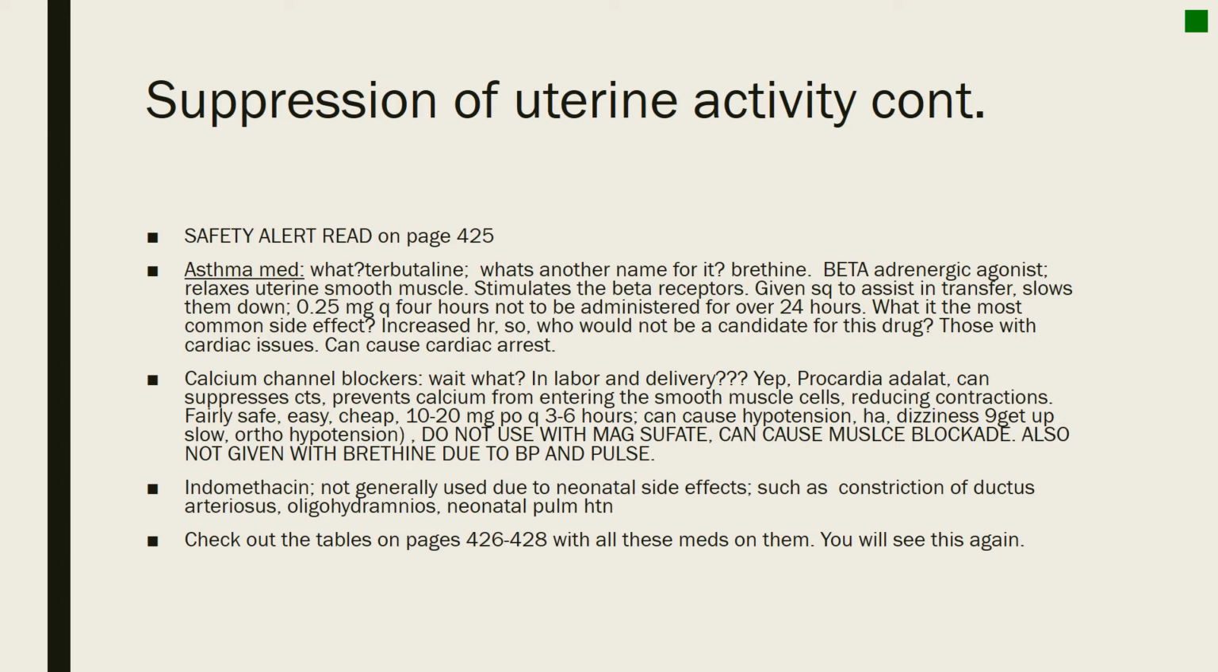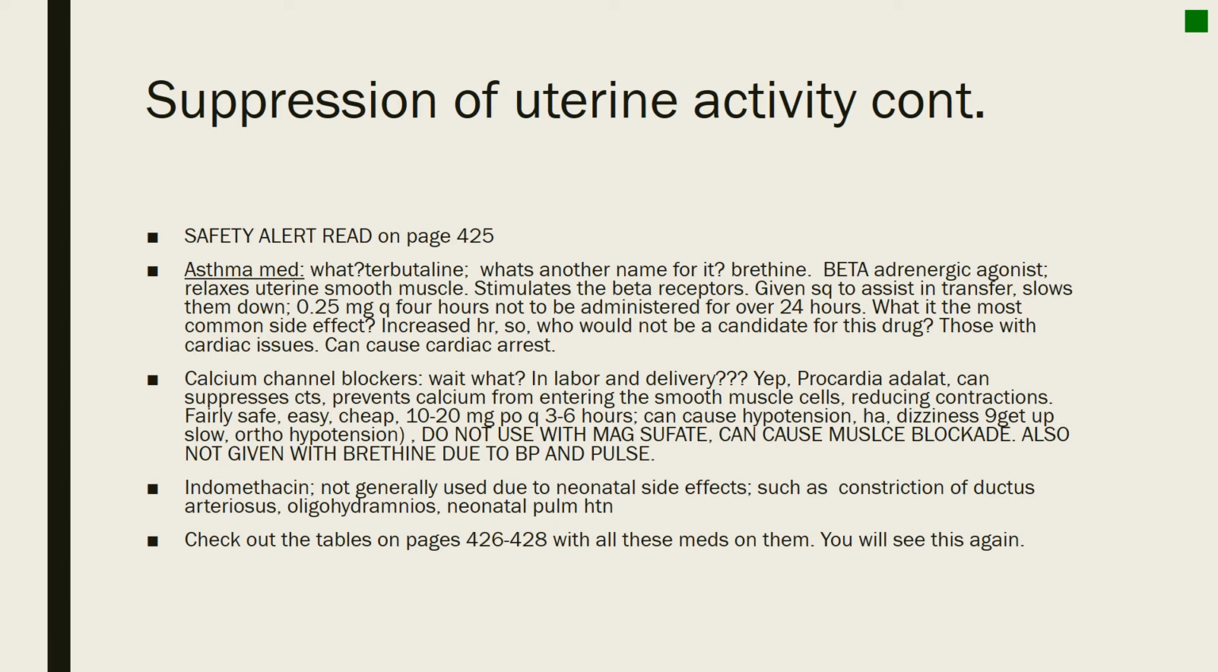It's not really supported by the literature, but you're still going to see it used. Here's the thing. Look at your safety alert on page 425. We have to assess the respiratory status, deep tendon reflexes, and level of consciousness because we need to know if there's toxicity. You guys have looked at this. You've done med cards on it. You just have to remember the mag sulfate.